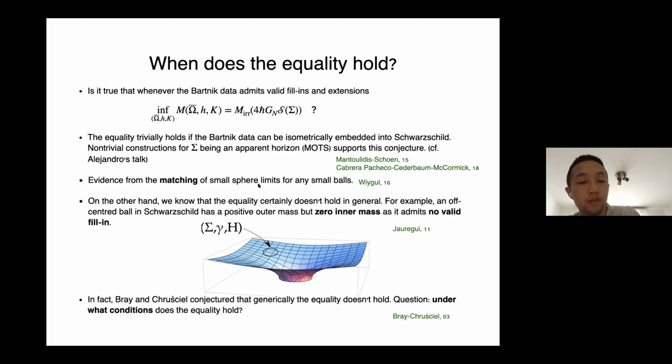So it seems to support this conjecture, but on the other hand, we know that certainly it doesn't hold in general. For example, if you consider just the Schwarzschild initial data and you consider a ball outside of the horizon, then this ball has a positive Bartnik mass, but because of the rigidity of the Penrose inequality, you can't hope to fill in with another minimal surface. So this surface has zero inner mass and a positive Bartnik mass, so this is a strict inequality. In fact, Bray and Khuri conjectured in their review paper of the Riemannian Penrose inequality that maybe generically this equality doesn't hold. So really the question in the end is, under what conditions do we expect this equality to hold, given all the evidence we have so far?